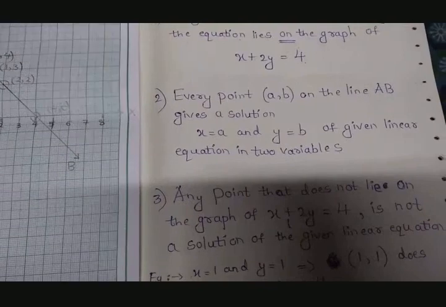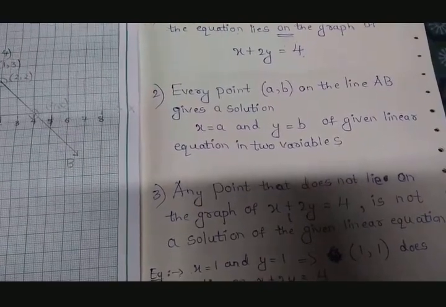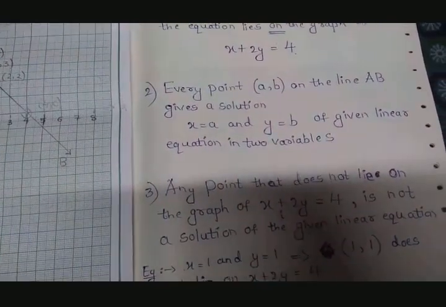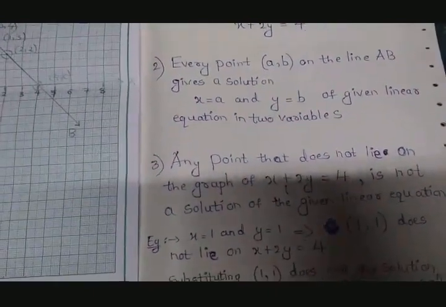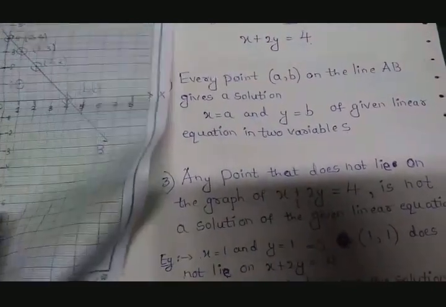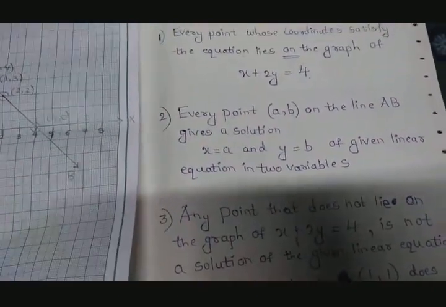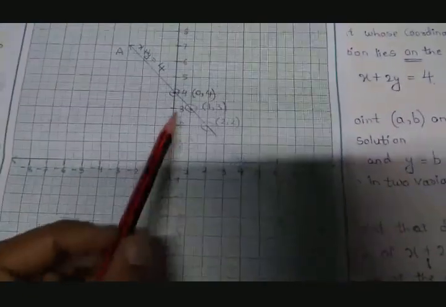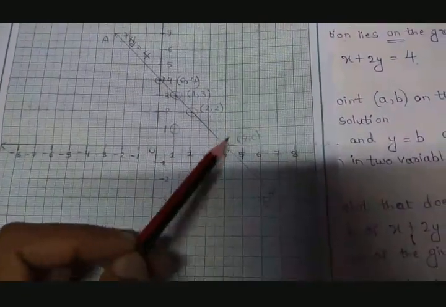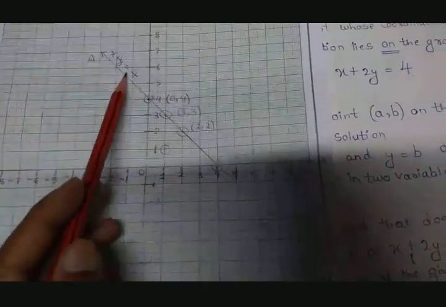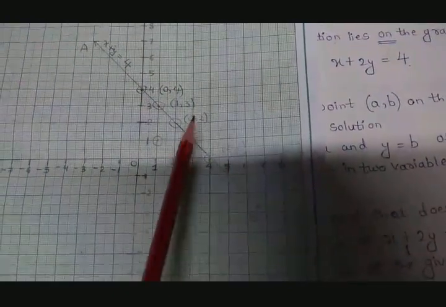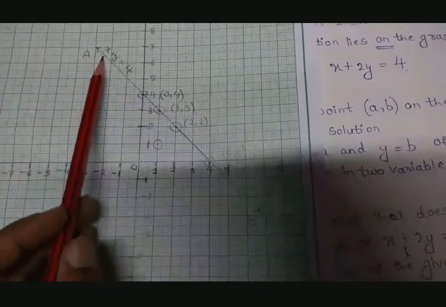Okay, the second point is every point (a, b) on the line AB gives a solution x equals a and y equals b of a given linear equation. So this point says nothing but this is the extended form of point 1. Every point that lies on this particular line gives the solution of the given linear equation in 2 variables. If you substitute these points in the given linear equation in 2 variables, it obviously gets satisfied.